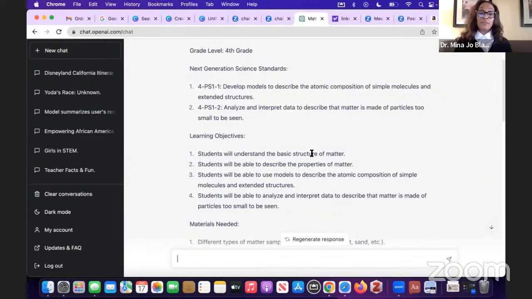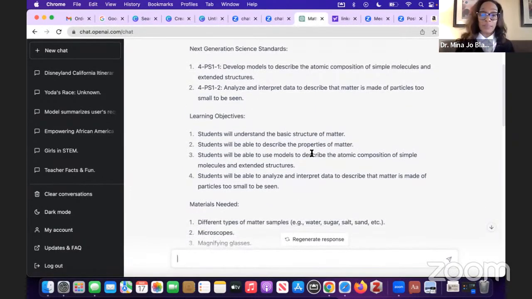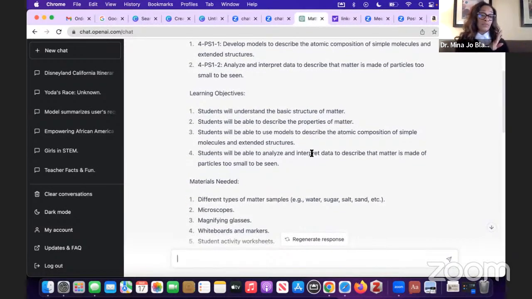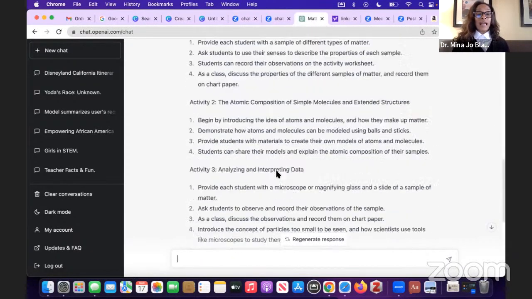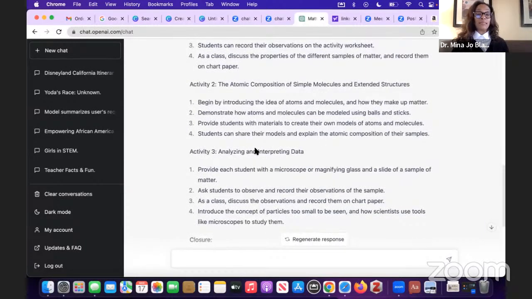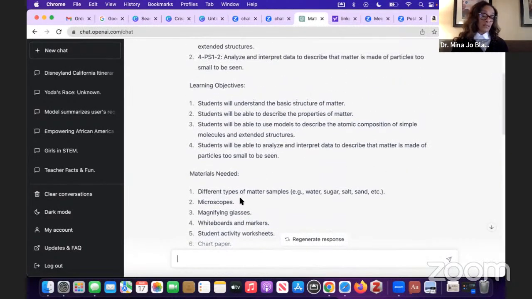It gives you learning objectives. Students will understand, students will be able to use models to describe the atomic composition. Students will be able to analyze and interpret. Now, those are 4 objectives, or I would be breaking those apart. It gives you materials, it gives you procedures, and it gives you 3 activities. Now, honestly, that's a lot. I'm going to ask ChatGPT to create a more specific lesson plan for each objective over 4 weeks.